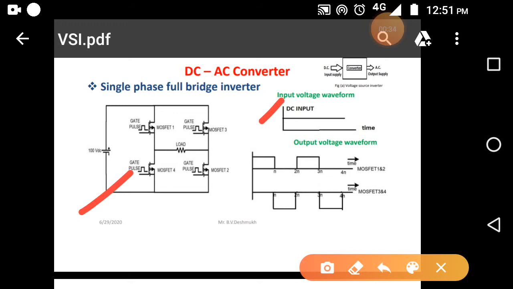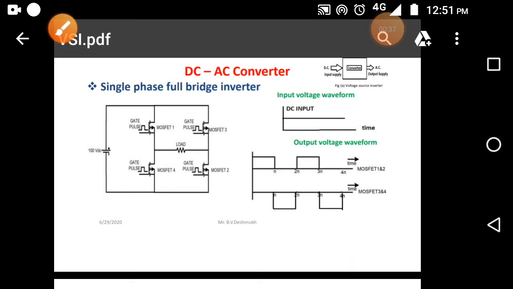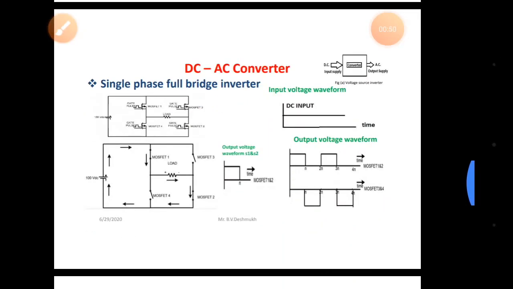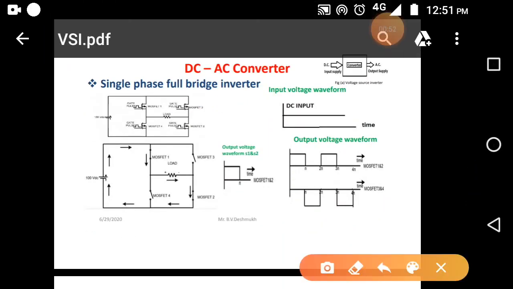When we consider MOSFET 1 and MOSFET 2 in the turn on condition, and MOSFET 3 and MOSFET 4 in the turn off condition, under these conditions the current is flowing in this direction, and this diagram is an equivalent diagram of the above MOSFET single phase full bridge inverter circuit diagram, and the current is flowing in these directions. Under this direction, we are getting the output voltage of this amount.